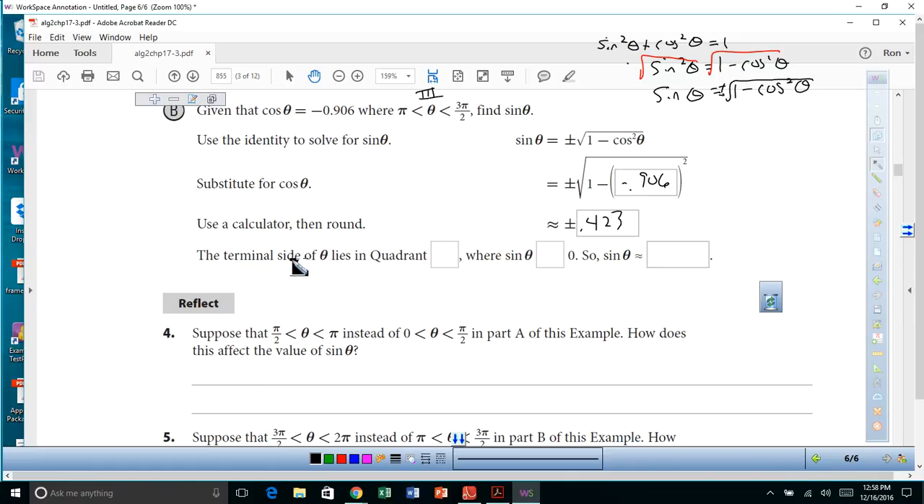The terminal side of theta lies in quadrant 3, we did that a minute ago, where sine theta is less than 0. So sine theta is approximately negative 0.423.